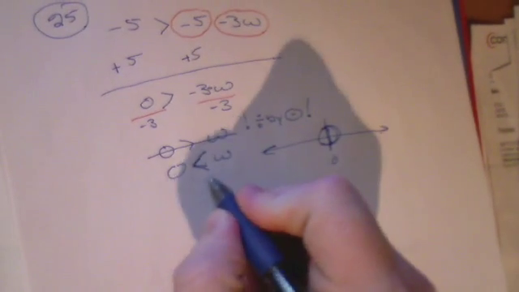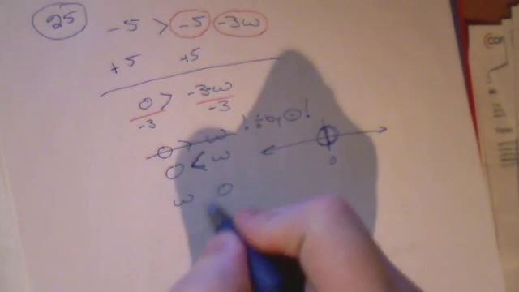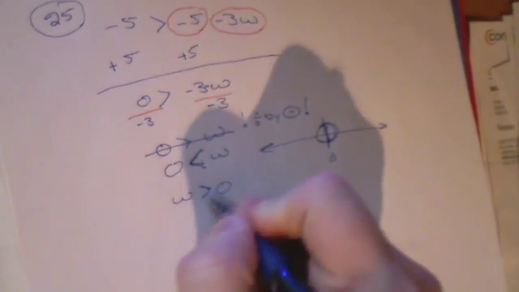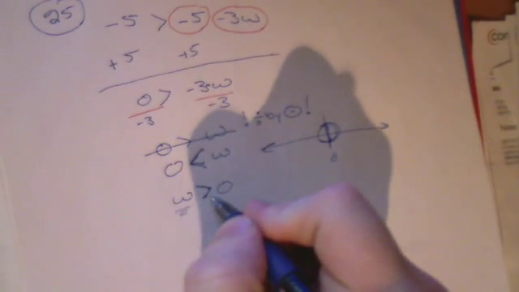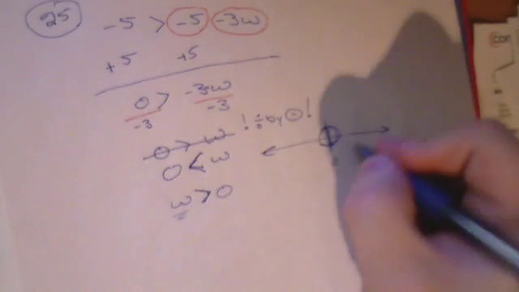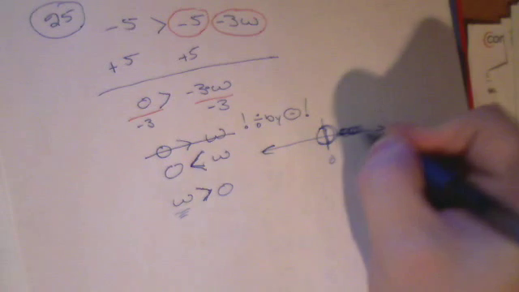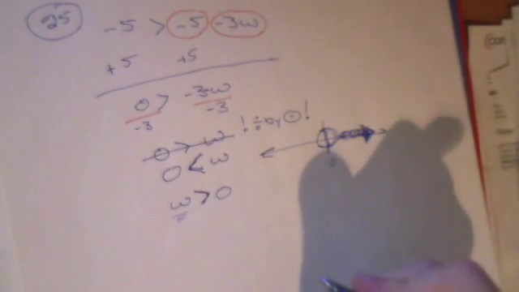Or I can switch this thing around so it's w. Now since I mirror imaged it, I have to mirror image the symbol. And now because the variable is on the left, I can follow this arrow and shade the direction it points, which in this case is to the right. So there's my shade. So that would be the graph of the solution.